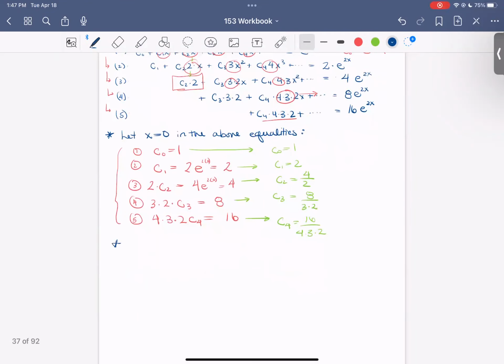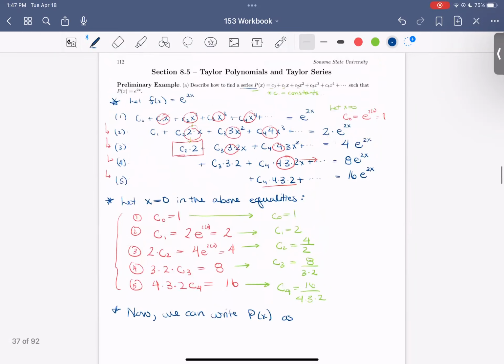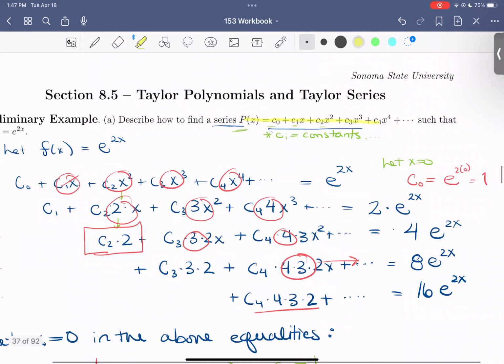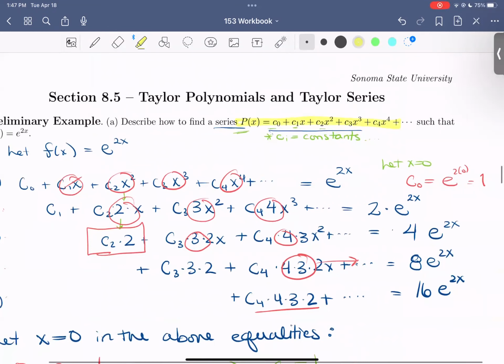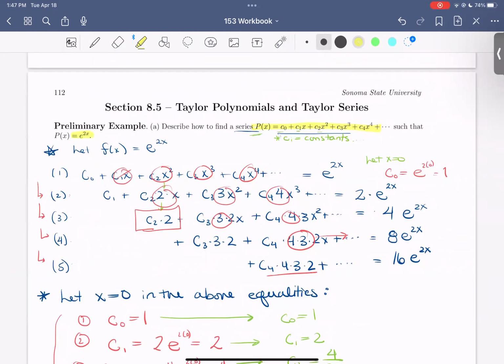So I'll just make a note now. So now we can write P of X, recall, is this series here, which what we've assumed in this setup, or what we've required in this setup, is that P of X equals e to the 2x. So notice what we were doing there.